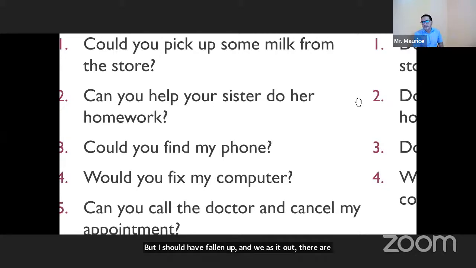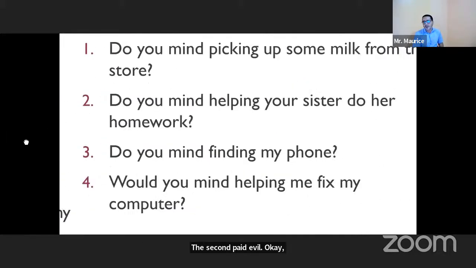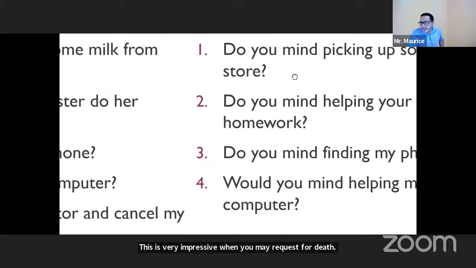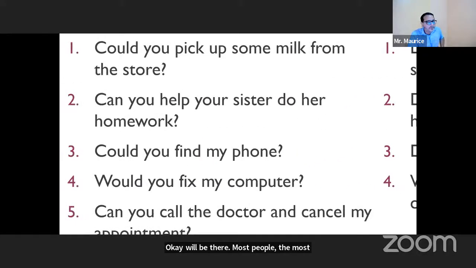¿Ok? Para subir de nivel, que estamos nosotros en nivel 4, pues al momento de realizar un pedido, un request que se denomina en inglés, podemos utilizar estas estructuras que es do you mind o en la 4 con would you mind. ¿Ok? This is very impressive when you make requests for this. No olvidemos que podemos utilizar esto. No estoy diciendo que esté mal. No, podemos utilizar estas estructuras también. ¿Ok? Now, let me stop.